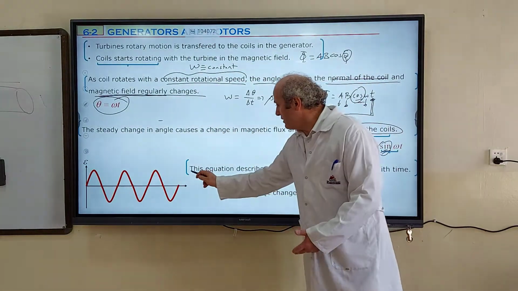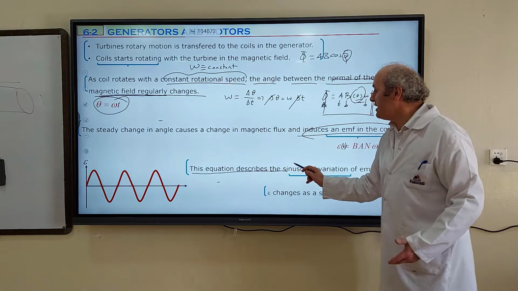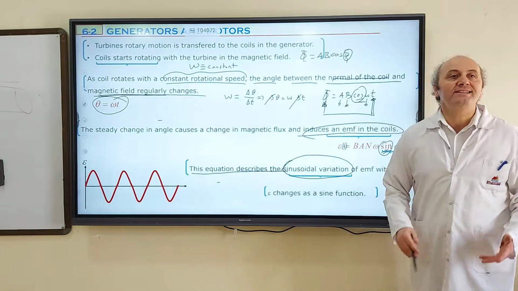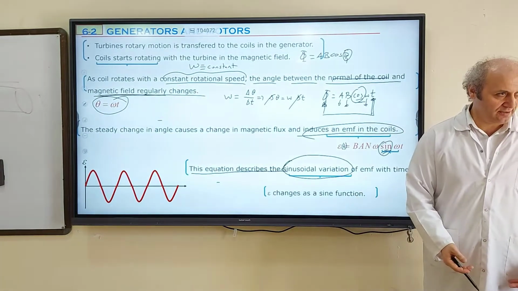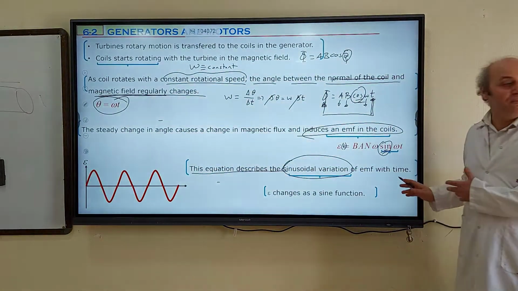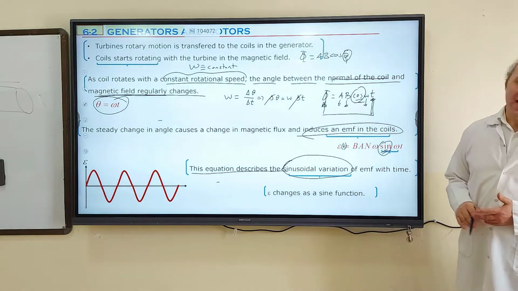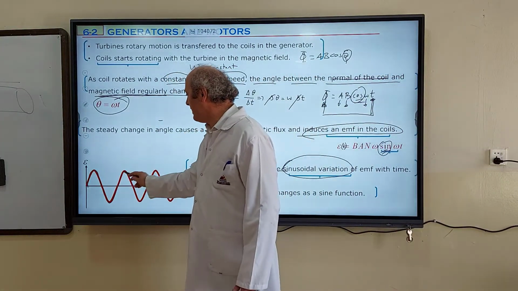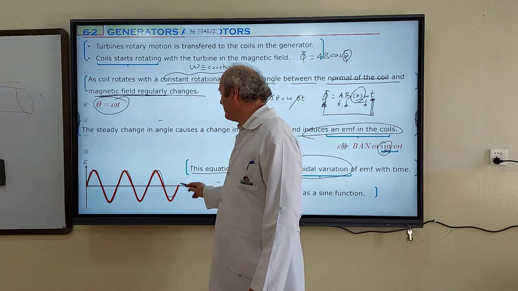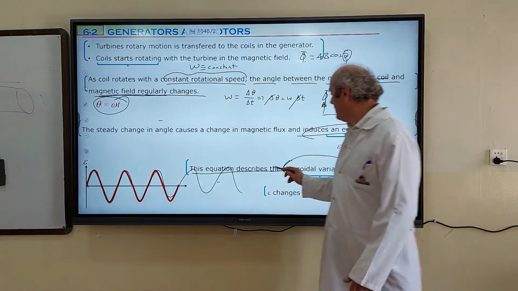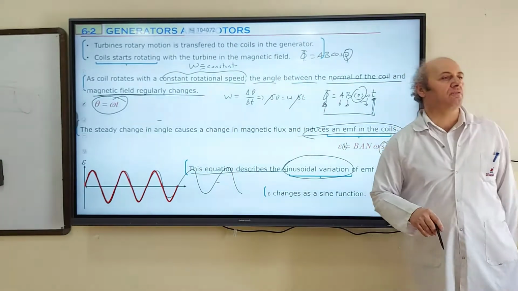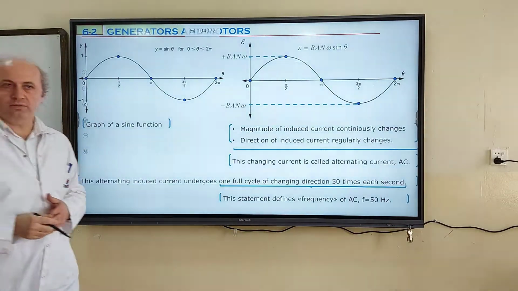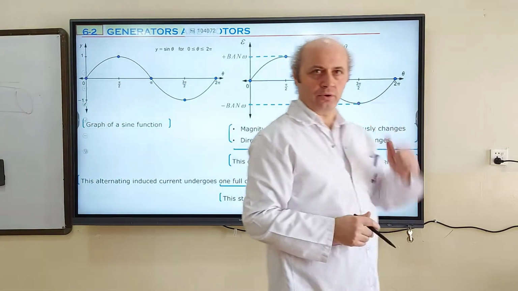That's why this equation describes sinusoidal variation. What does sinusoidal mean? It changes as a sine function. Sinusoidal variation of EMF with respect to time. As time passes, induced EMF is changing as a sine function, which is called sinusoidal variation of induced EMF with respect to time. Every sine function has a maximum value.